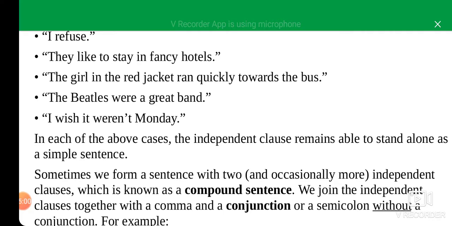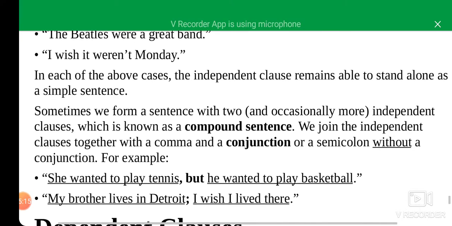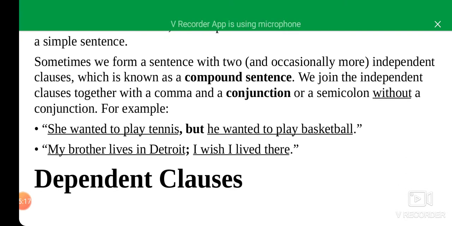So if we read all these five sentences, we can understand that all these sentences give a complete meaning. So in this sense, we can say that they are independent clauses. All independent clauses can be simple sentences, but they can be separated with conjunctions, with commas, and with semicolons as well.